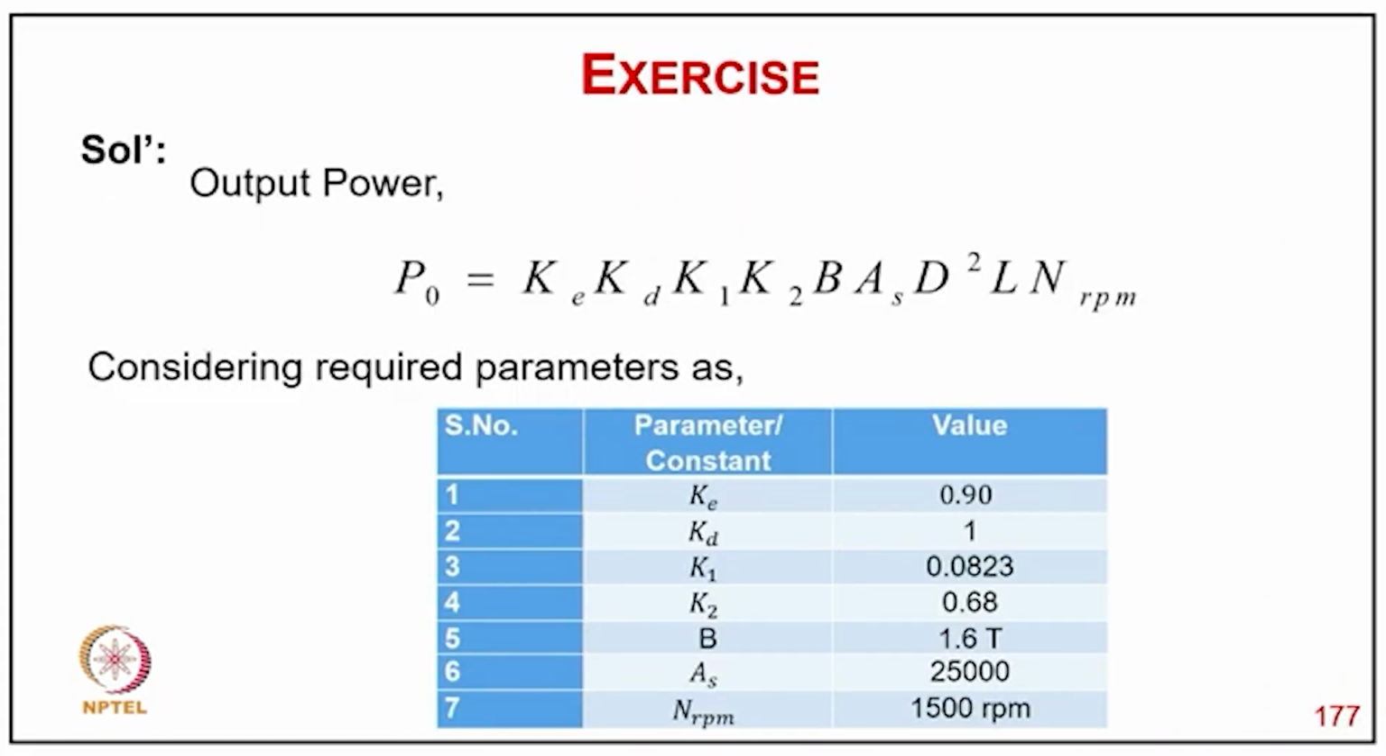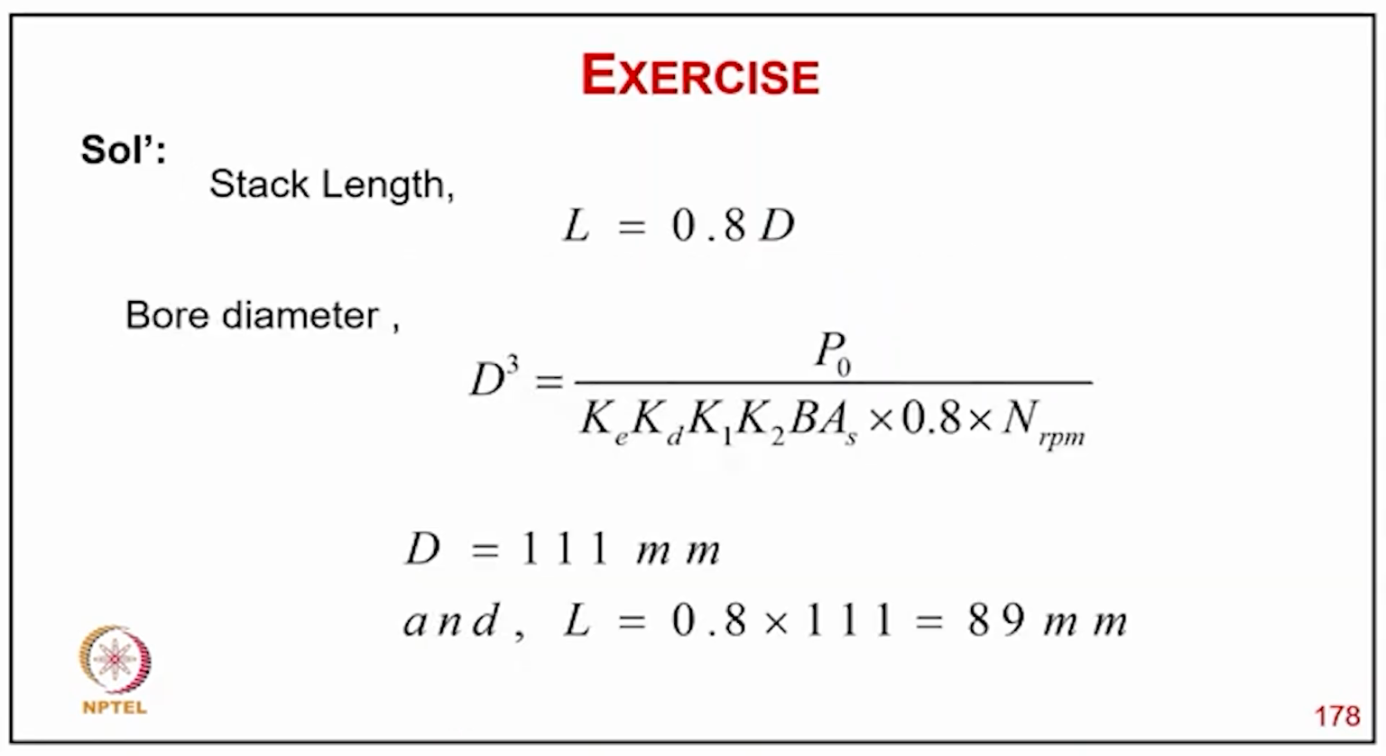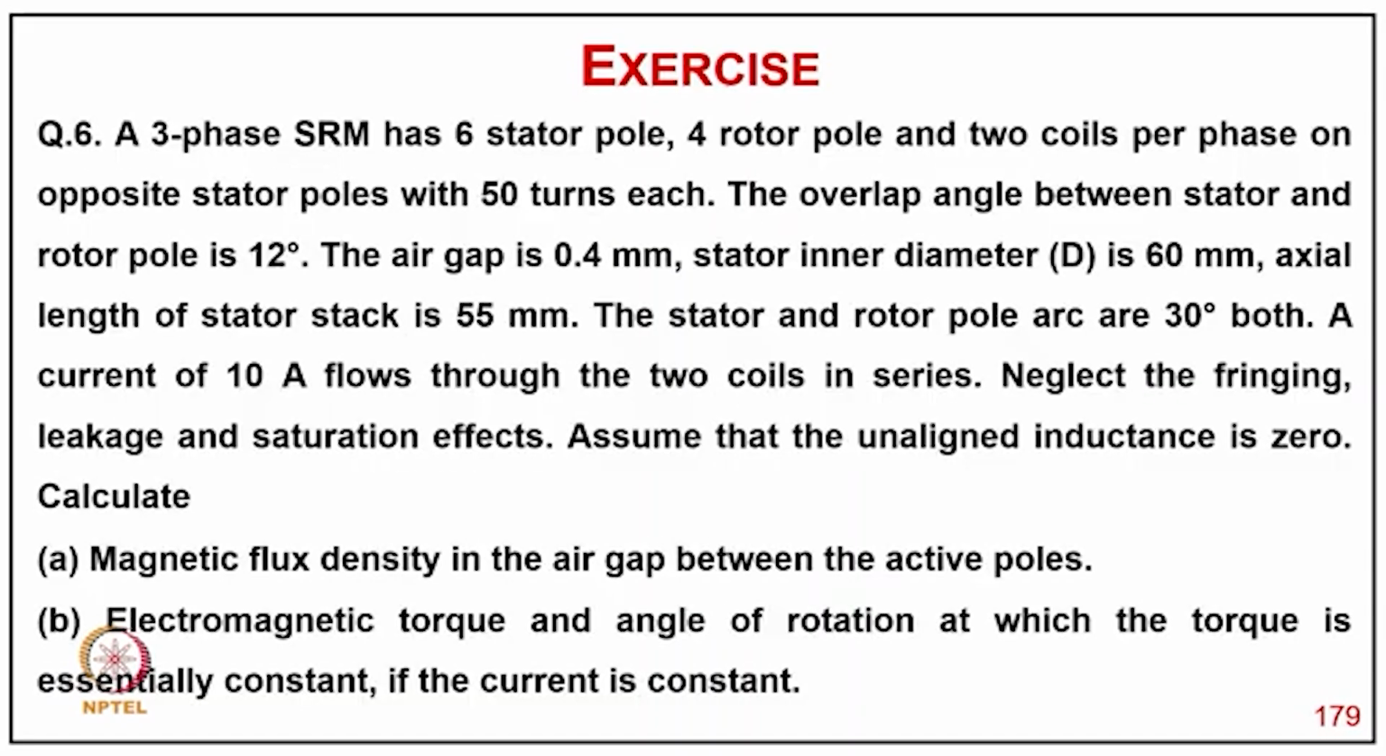The output power is from this equation: P equal to K KD K1 K2 B AS D square L N. Considering the parameters like K equal to 0.9, KD equal to 1, K1 0.0823, K2 0.68, B 1.6 Tesla, AS 25,000 and RPM 1500. So now stack length L equal to 0.8 diameter. So diameter cube from the output equation comes equal to 111 millimeter and L comes typically 89 millimeter.